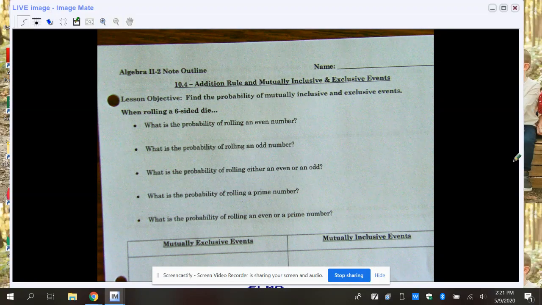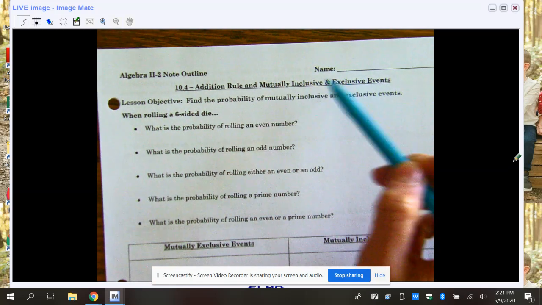All right, guys, here it is, the last lesson of e-learning, and then we're done. So we skipped 10.3, so that's why it says 10.4 here, just to save us a little bit of time. And what we're going to talk about today is the addition rule, which is called mutually exclusive versus inclusive events.